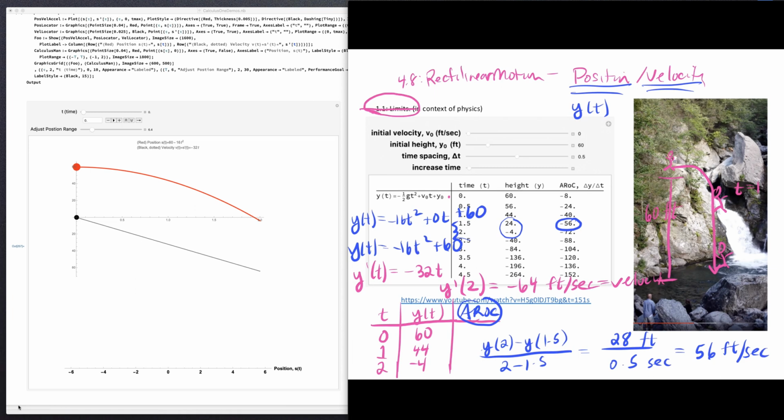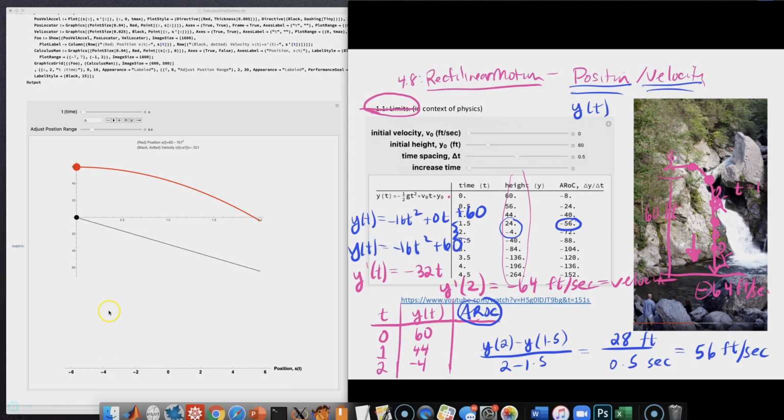So at each moment in the fall, we are calculating their position, their height as a function of time. At each moment, their velocity is changing, and we can see that at the moment they hit the water, they're going about minus 64 feet per second, the minus sign indicating that they are going downward. So what we have here is a rectilinear motion problem. There is only one direction of motion, and that is down in this problem because of gravity.